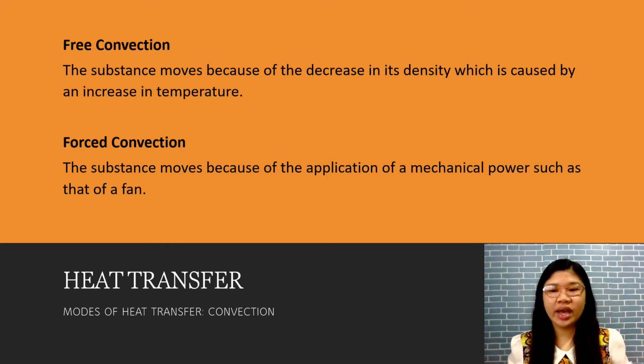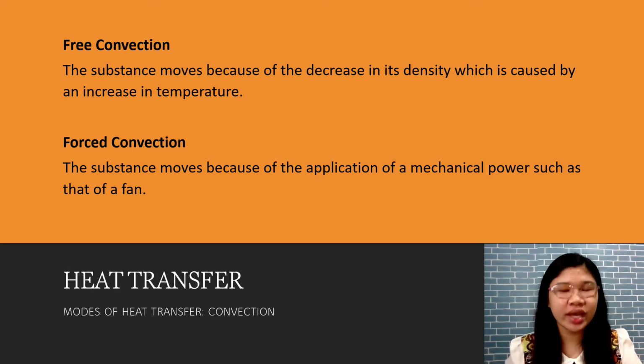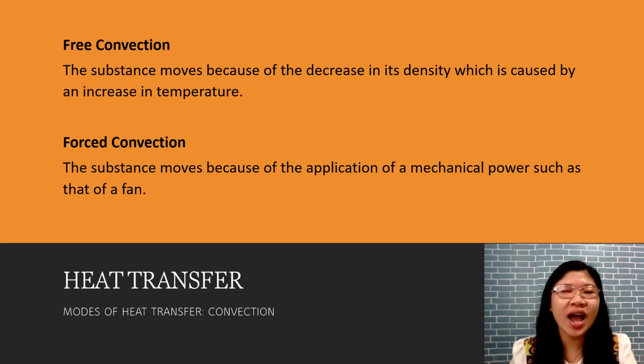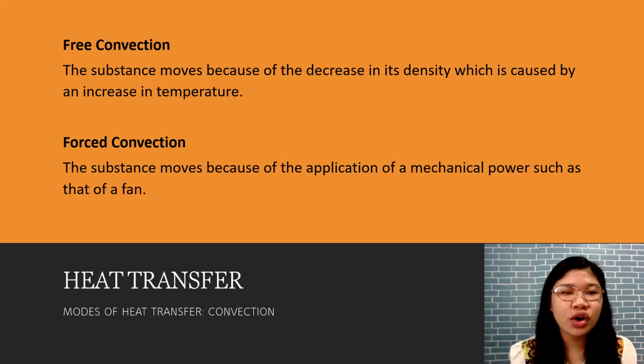So now I am introducing here two kinds of convection. Next we have two types of convection, the free convection and the forced convection. For the free convection, if you heard the term natural convection, that is also the same as the free convection.